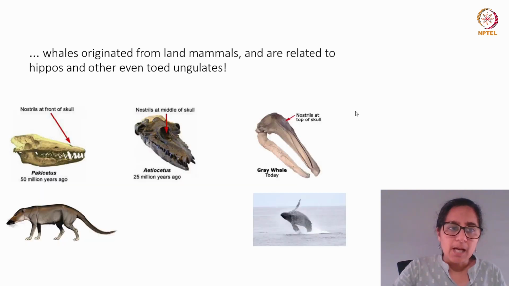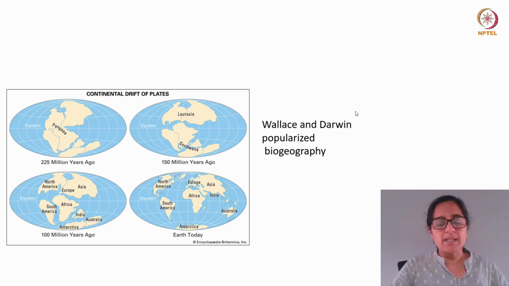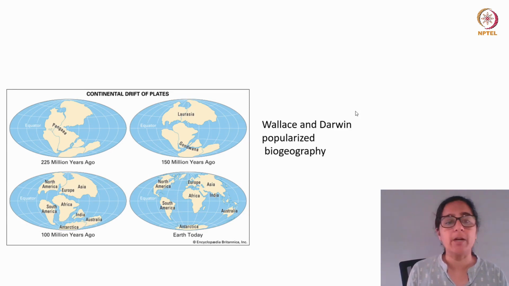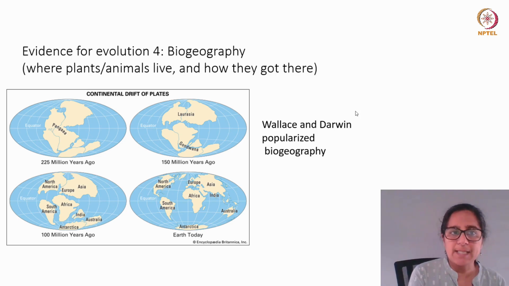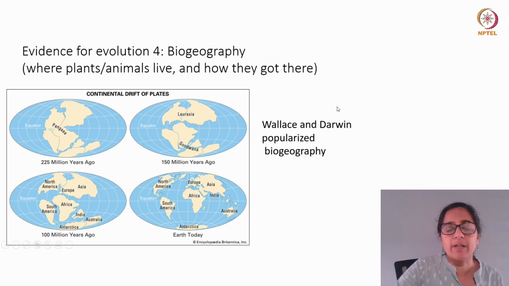Okay, so the last evidence, which might be somewhat new to you, is called biogeography, evidence through biogeography. It simply asks how various animals and plants, where do they live in the present day, and how did they get there? Okay, so I'll come to an example. By the way, both Wallace and Darwin popularized this concept called biogeography.